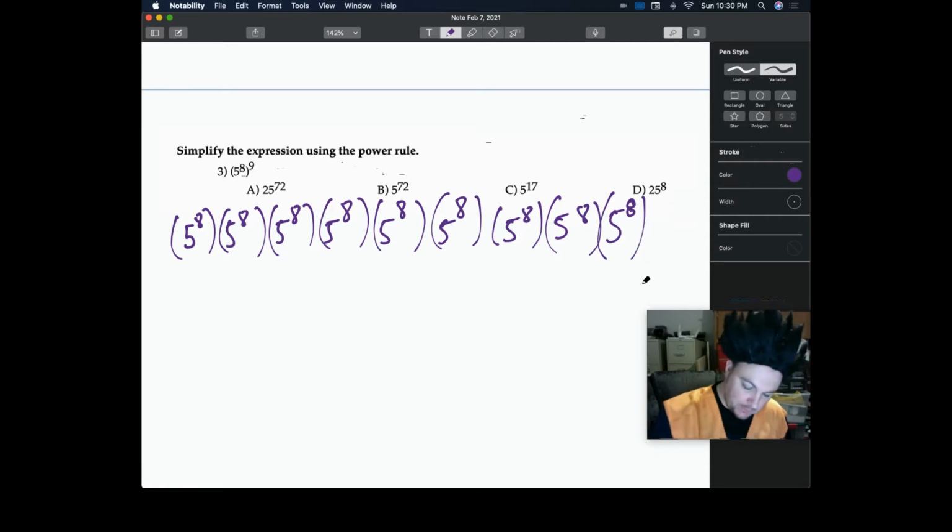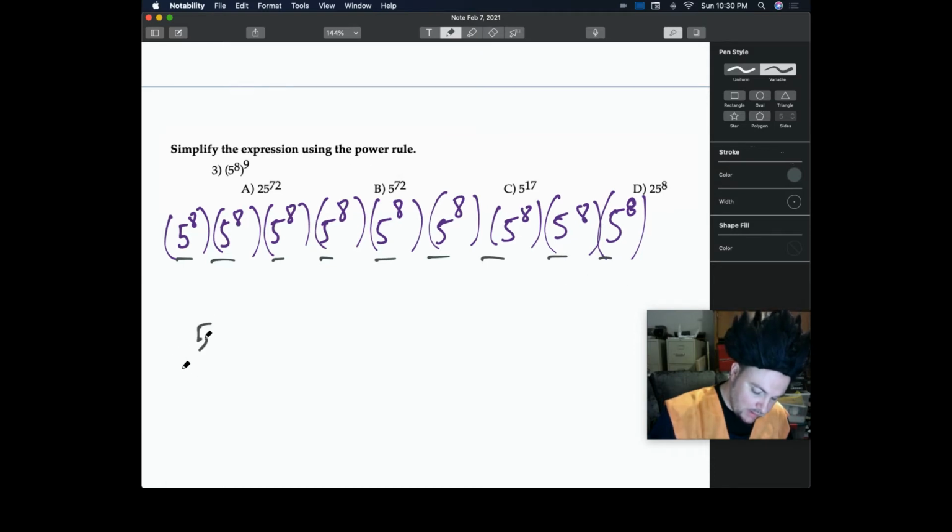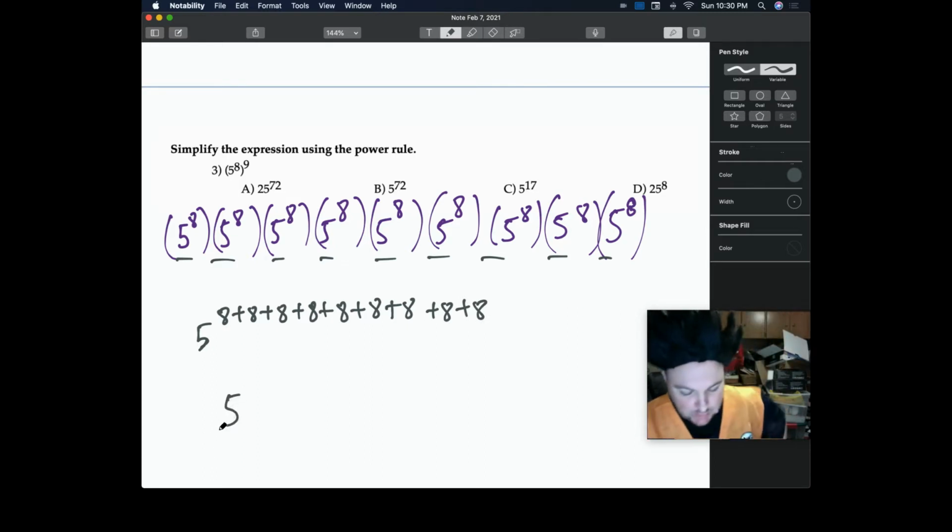9 times, right? Well, we just finished saying that when we multiply, all we have to do, if the bases are all the same, which they are, then we just add them. So this is the equivalent of saying 5 to the 8, plus 8, plus 8, plus 8, plus 8, plus 8, plus 8. How many do I have? 1, 2, 3, 4, 5, 6, 7, 8, 9, which gives me a grand total of whatever the answer would be, which is really just what?